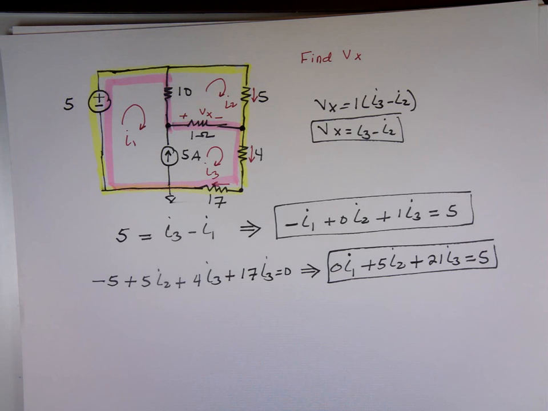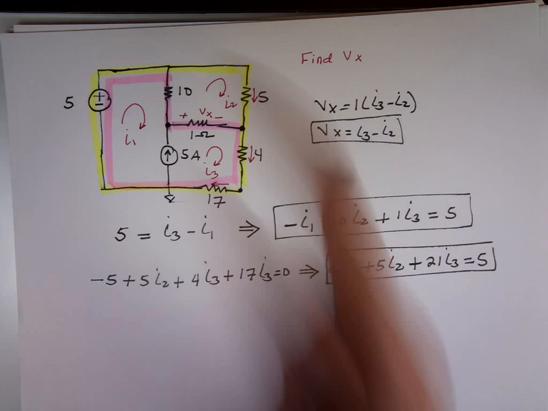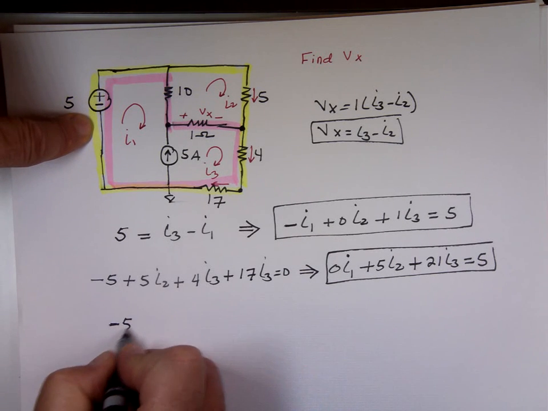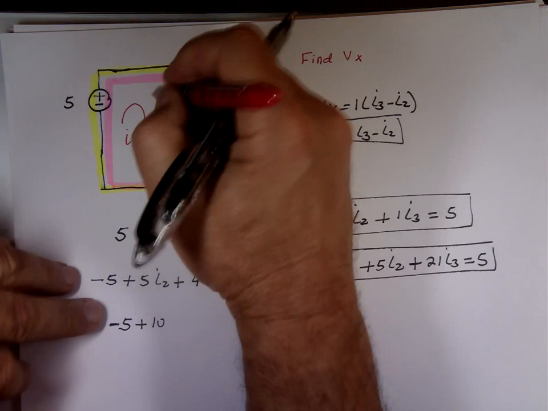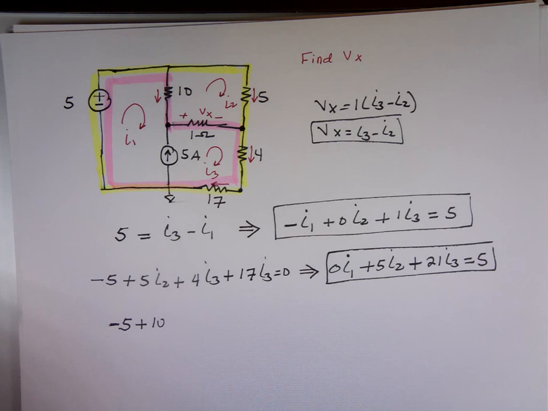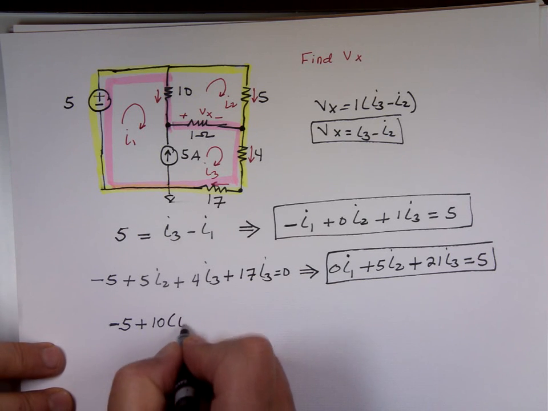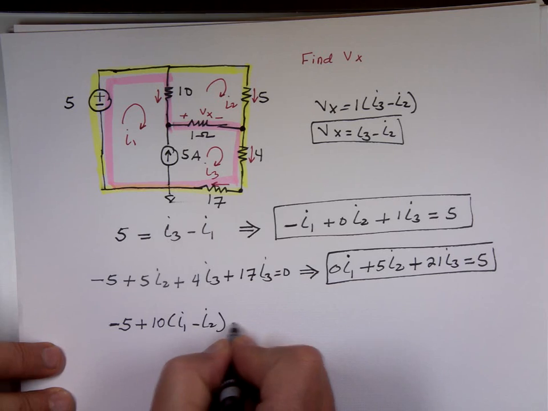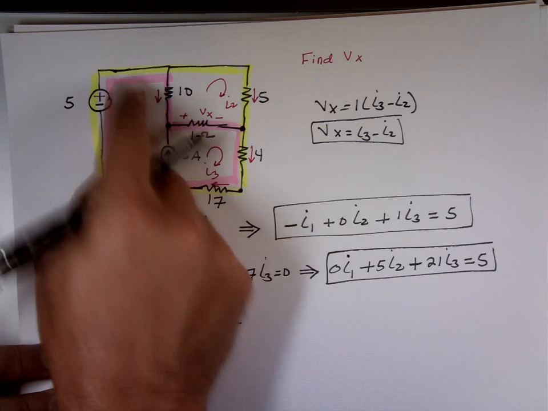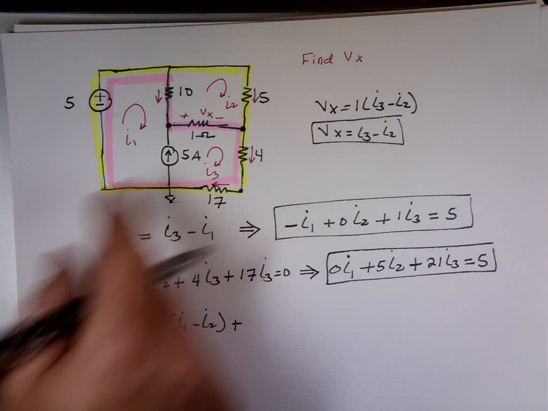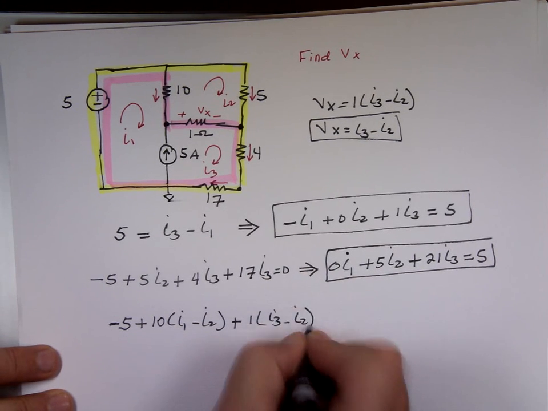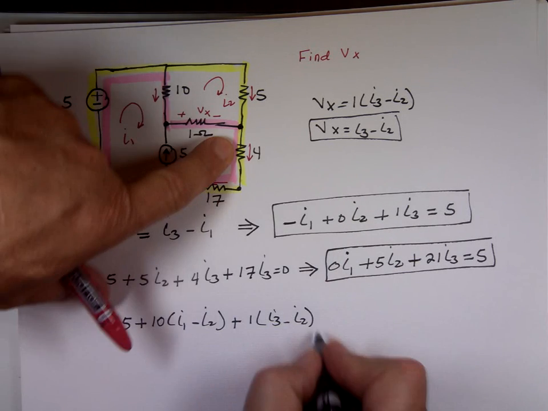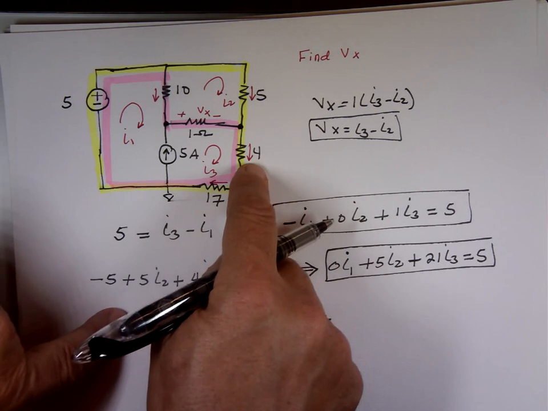Traveling this way. -5 plus 10 times, I need to know what the current down is. I sub 1 minus I sub 2. Plus Vx, right? Because you're going this way. Plus Vx. What's Vx equal to? 1 times I sub 3 minus I sub 2. Yep. Continue. That's plus 17 I sub 3. What about the 4? Oh, sorry. 4 I sub 3, right? Plus 17 I sub 3.